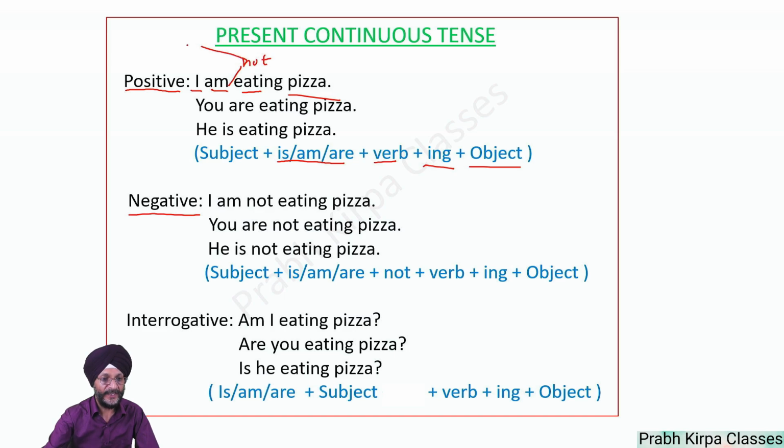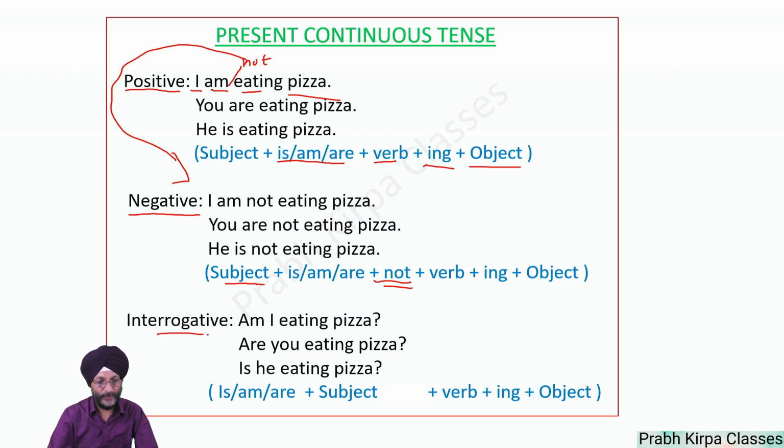And in the negative formation, we just add only not here. In the case of a negative sentence, I am not eating pizza. You are not eating pizza. He is not eating pizza. As you will see, the same formation of the positive sentence remains in the negative. Only not has been added here in between is, am, are and the verb.